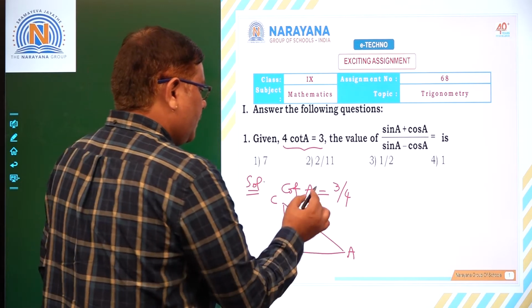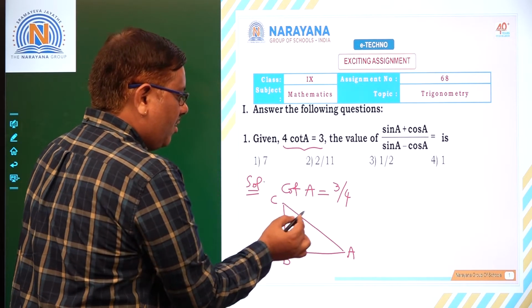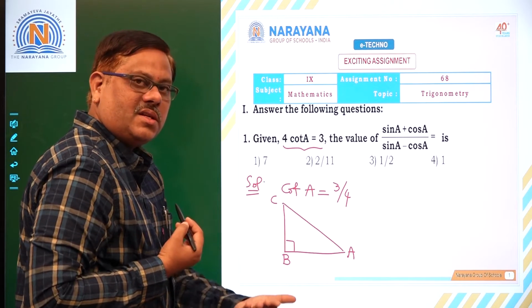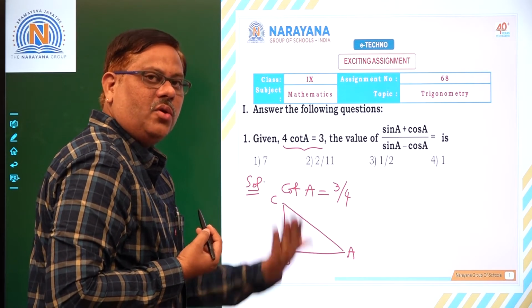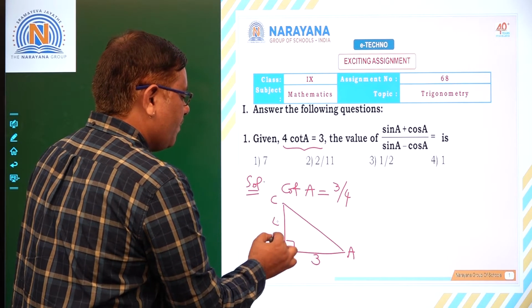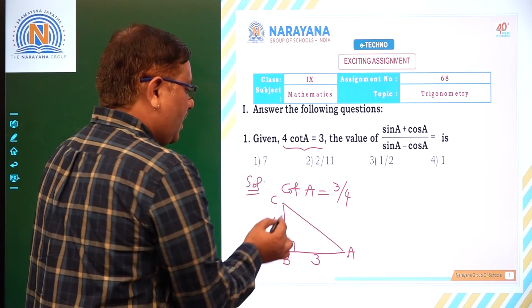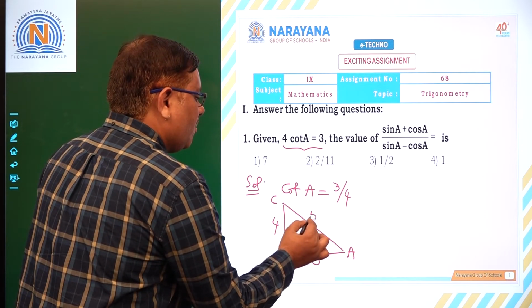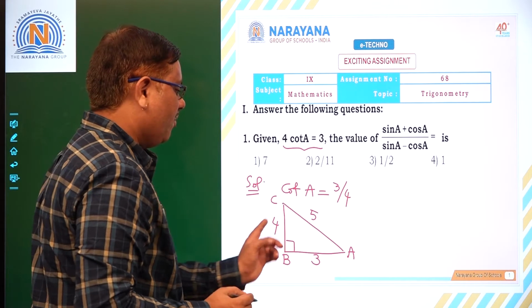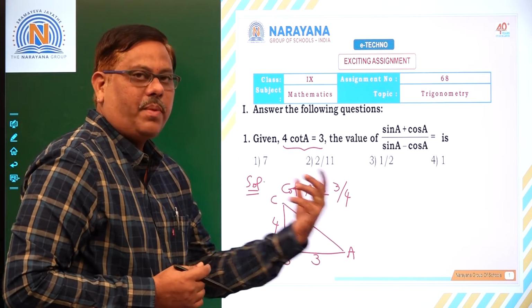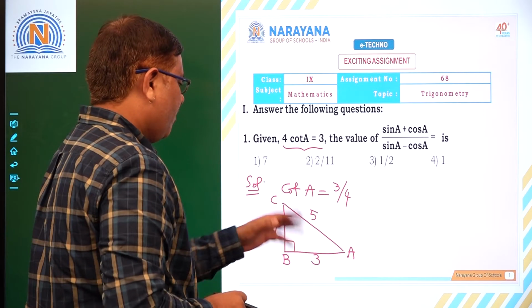Now, if cot A is 3 by 4, how can you write it? Cot is defined as the ratio of adjacent side to opposite side. So this is 3 units and this is 4 units. Then by using the Pythagoras theorem, we can say that AC is equal to 5 units. 3, 4, 5 constitute a Pythagorean triplet.